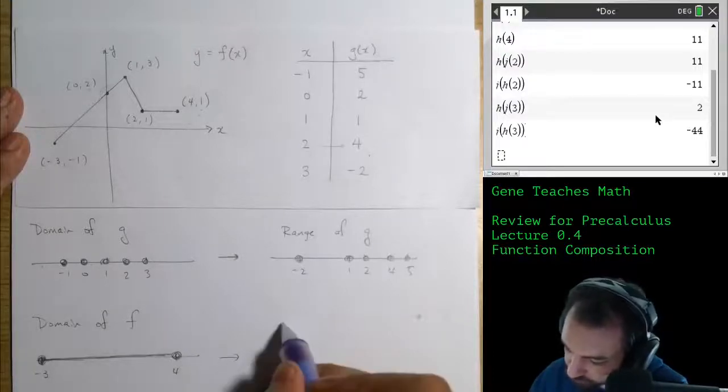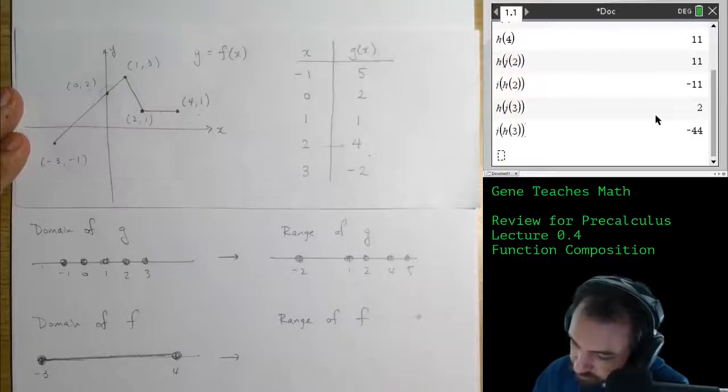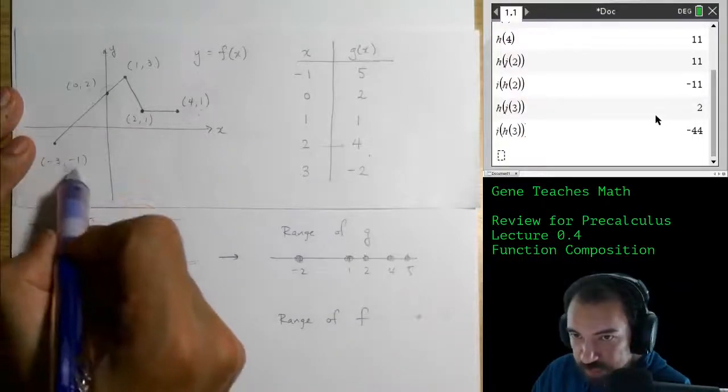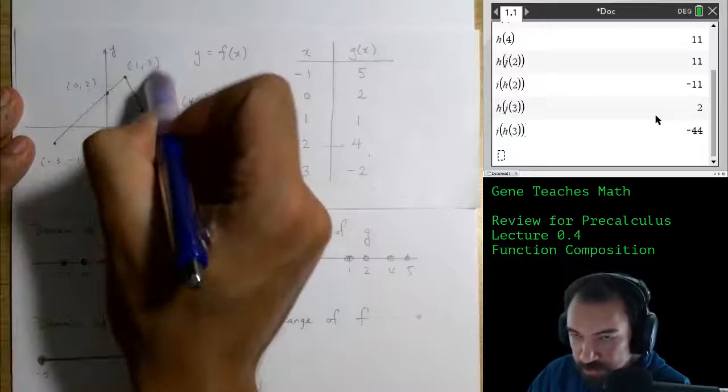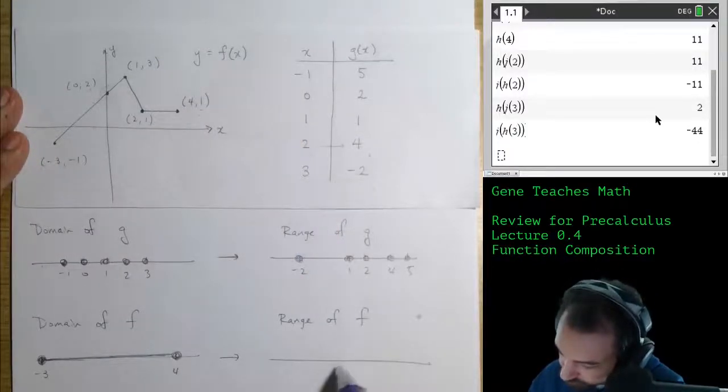And then the range of f is going to be the interval from -1 for the lowest y value up to the positive 3 as the highest y value. That interval is going to be from -1 all the way up to 3, close circle, shade in between.